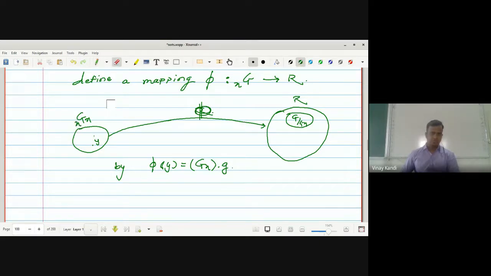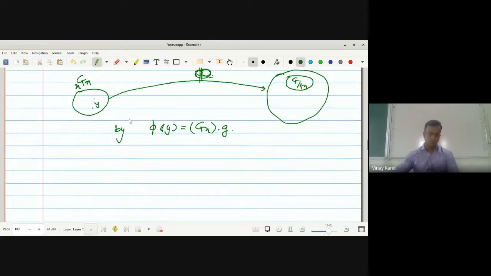Okay, orbit. This is my first orbit now. So any level y is from X to G by Gx. So phi of y is defined by Gx into G. Now we have to prove that this function is well defined and 1-1.